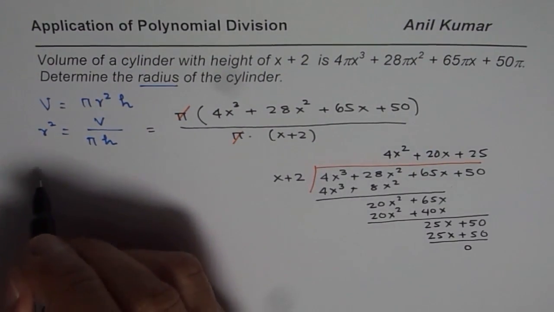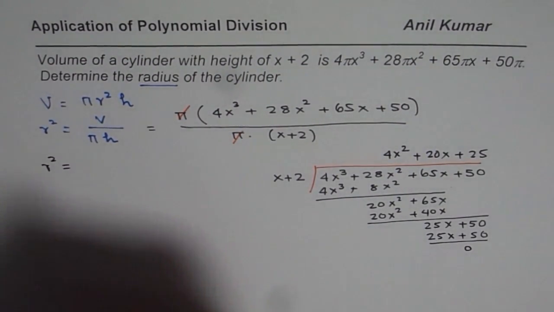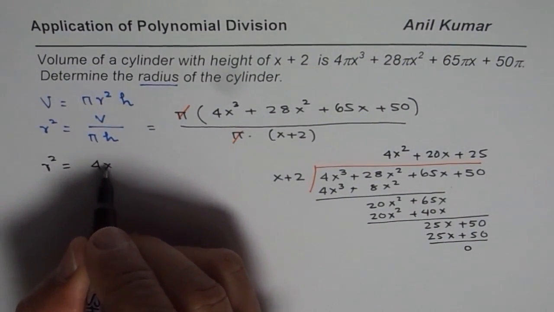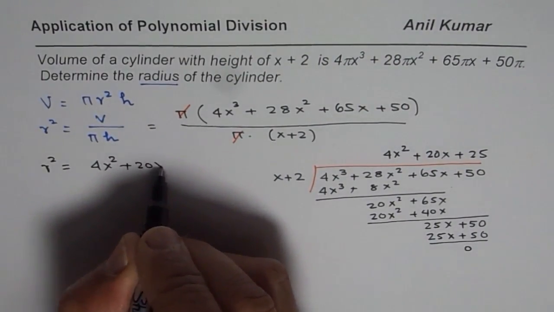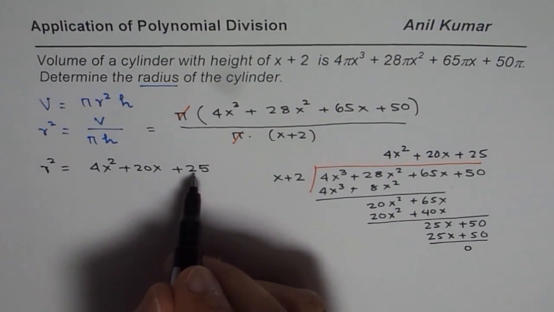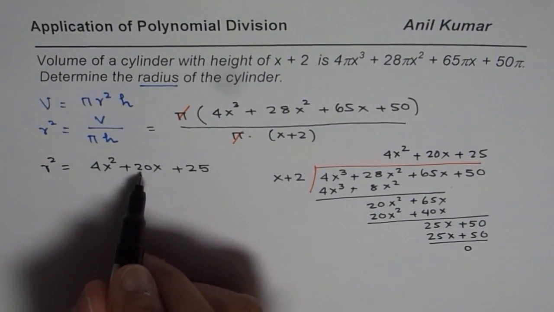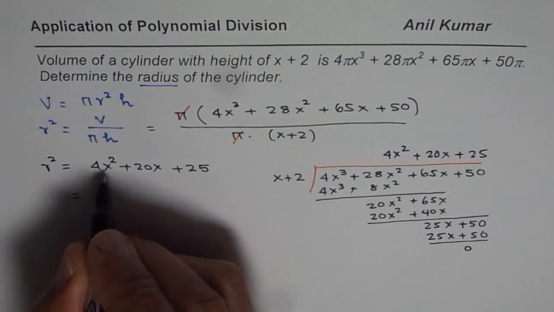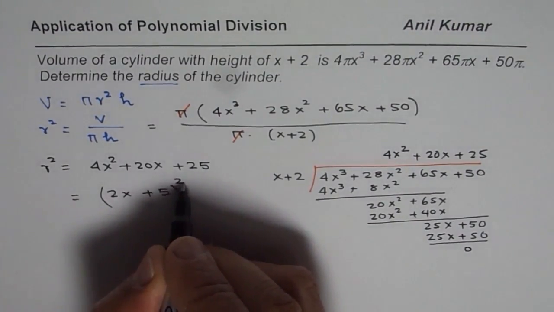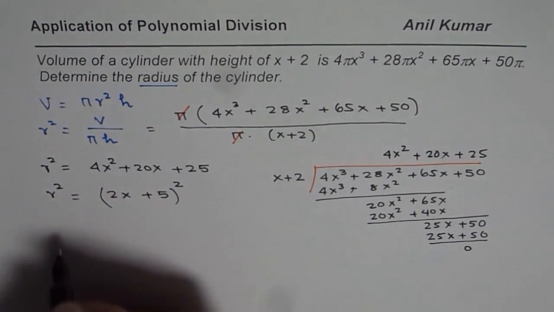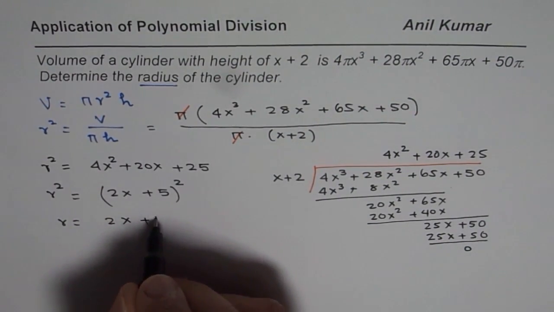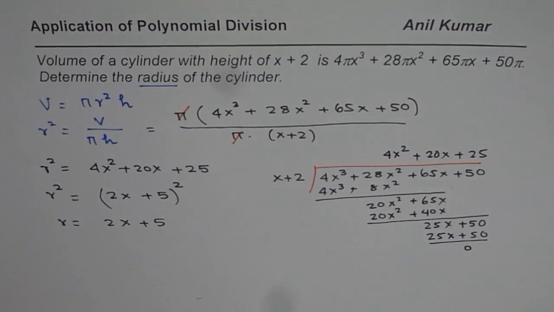That means this function could be written as r square equals the quotient, right, which is 4x square plus 20x plus 25. Now that is a perfect square, right? This is 5 square, 2x whole square, 2 times ab, right? So we could write this as 2x plus 5 whole square. Now that is equals to r square, and therefore r should be equals to positive value of this, which is 2x plus 5. When you square root both sides, you get your solution, right?